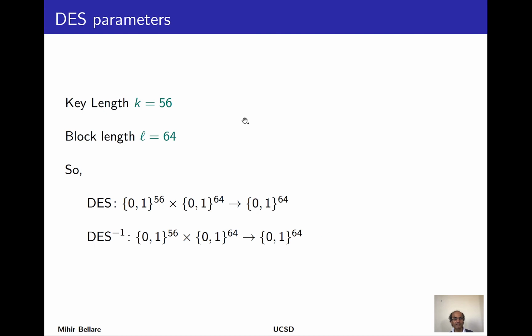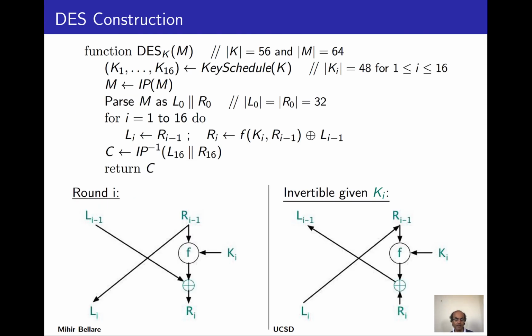Okay, so what does DES look like? It has a key length and a block length, being a block cipher, of course. So that means that it maps 56-bit keys and 64-bit inputs to 64-bit outputs, and so does the inverse. These key and block length parameters are quite important for security, and so their values will enter many discussions and estimates. The high-level structure of DES is quite simple and works like this.